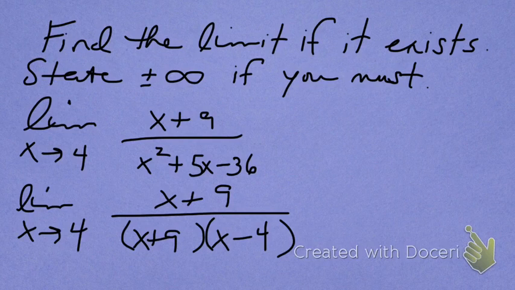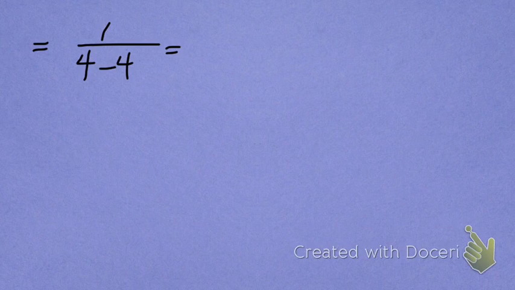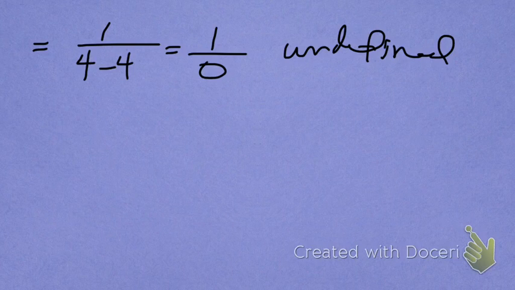Oh, look at that. These x plus 9s, they can go. After they do, we're looking at the limit as x approaches 4 of 1 divided by x minus 4. It's not looking so good. If I go ahead and plug in that 4, what I see is 1 divided by 4 minus 4, which is 1 divided by 0. And that is undefined. Hold up.